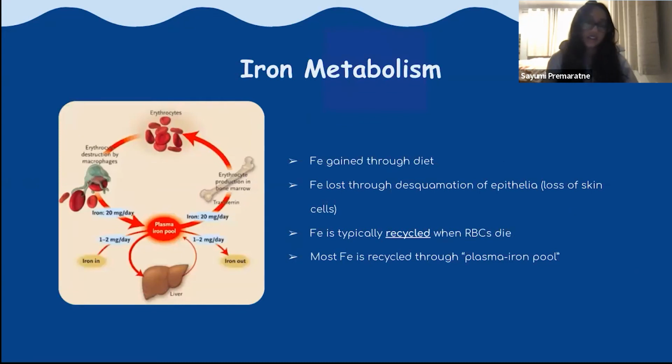Okay, so iron enters the body through your diet, and it exits the body usually through the loss of skin cells, just natural shedding of skin cells over the day, and also menstruation, if you menstruate. And then the rest of it, the majority of it, will stay in circulation throughout your body in something called the plasma iron pool.